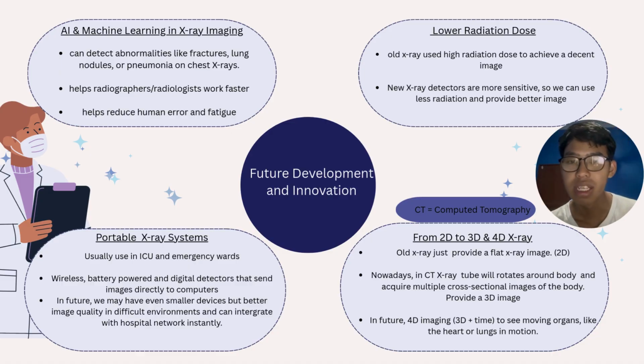Now, we will take a look at future developments and innovations that can be applied or already exist in this world. Firstly, there is AI and machine learning in X-ray imaging. What is the function of AI? AI can detect abnormalities like fractures, lung nodules, or pneumonia on chest X-rays. And secondly, there is the portable X-ray system, which is usually used in ICUs and emergency wards.